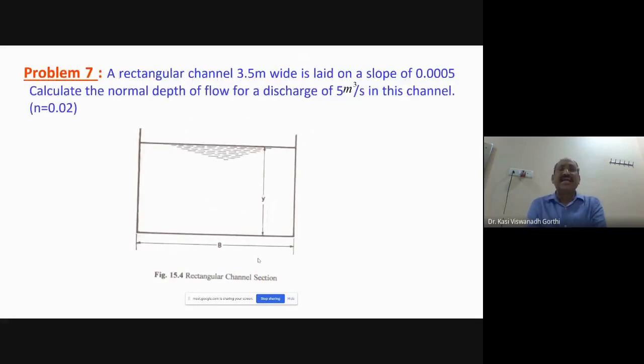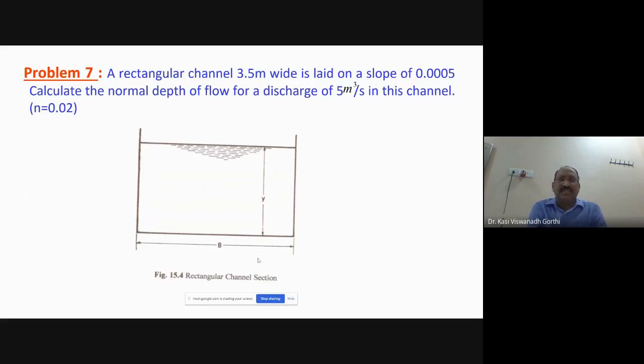Next, a rectangular channel 3.5 meters wide is laid on a slope of 0.0005. Calculate the normal depth of flow for a discharge of 5 meter cube per second in this channel. The value of n is given to be 0.02. So this is once again a rectangular channel, width is 3.5 meters. Longitudinal slope is given, S is equal to 0.0005. You need to find the normal depth of flow.